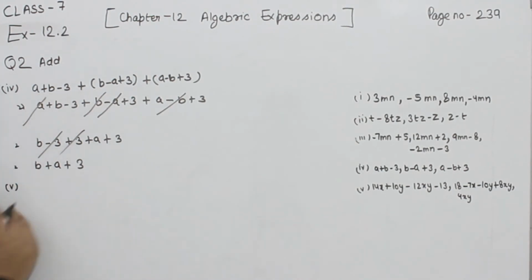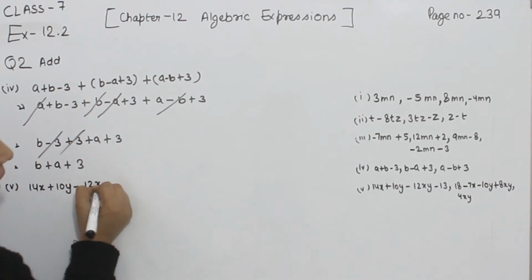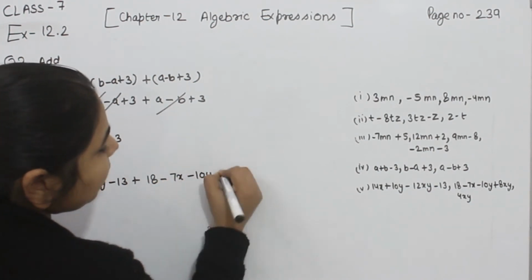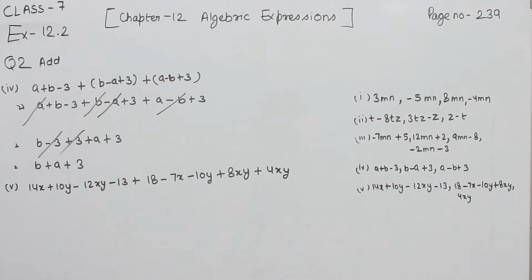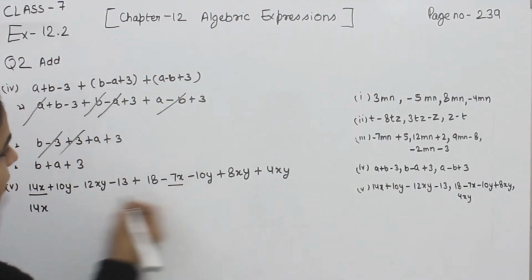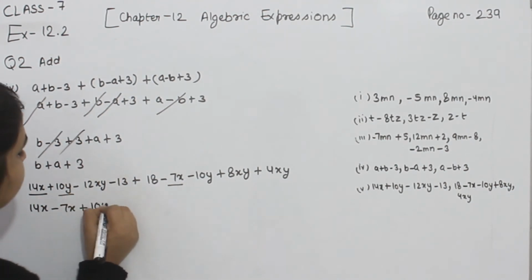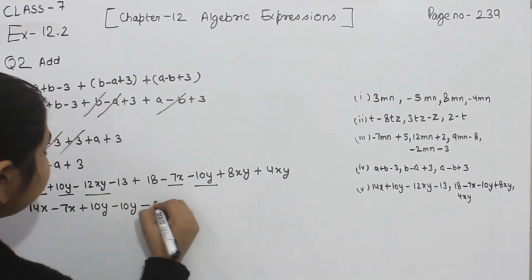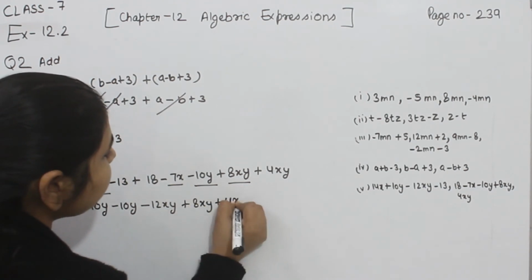Now comes part 5. In part 5, we have 14x plus 10y minus 12xy minus 13 plus 18 minus 7x minus 10y plus 8xy plus 4xy. Now we are going to write the like terms together. So start with the 14x. Now we have this one, minus 7x. Now comes the next one, plus 10y. Now in this one, this is the minus 10y. Now comes this one, minus 12xy. So the next ones will be plus 8xy plus 4xy.